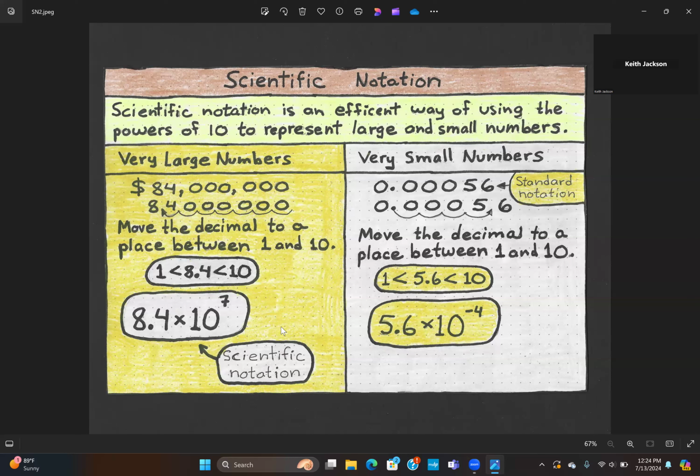So I'm going to repeat those again. Our very large number for 84 million is the same as saying 8.4 times 10 raised to the 7th power, while our very small number is 5.6 times 10 raised to the negative 4th power.